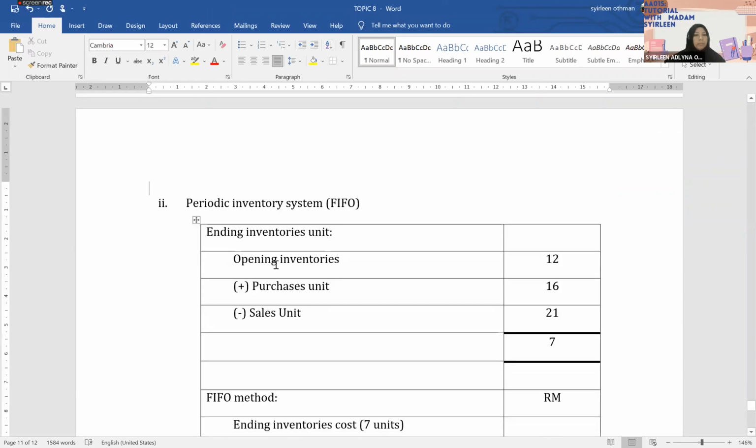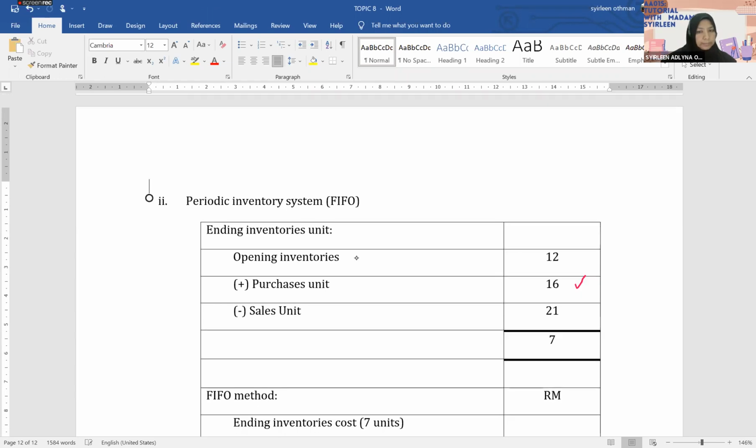Okay. So opening balance you ada 12 unit. Okay, kita beli 2 kali, 16 unit, 10 plus 6. Alright. And then kita punya sales unit kita ada 11 plus 8 plus 2. You have 21 there. Alright. So your ending inventory unit is 7.